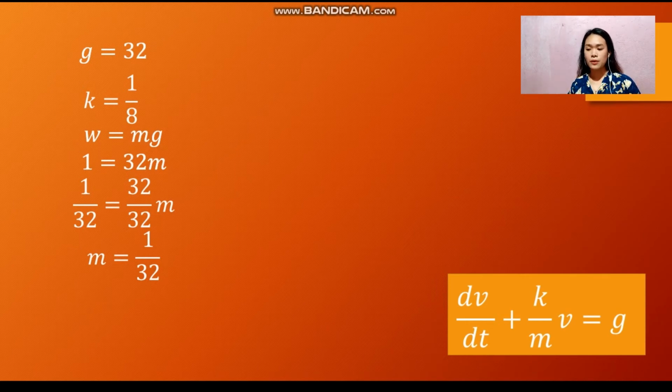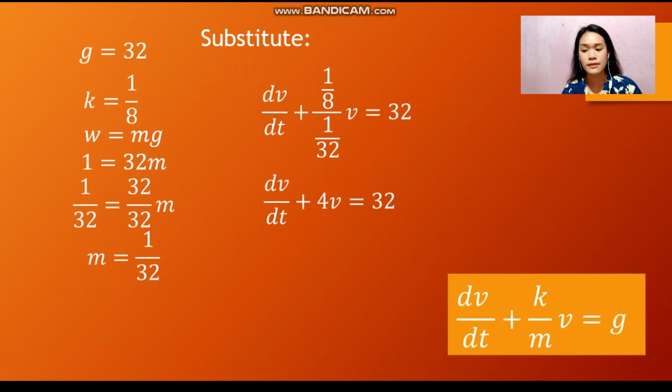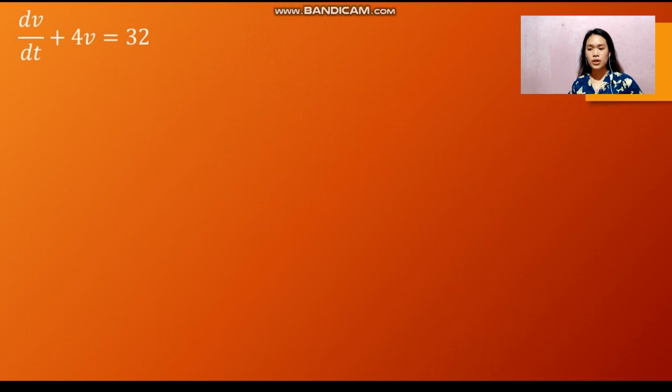So, we have now the value of g, the k, and the m. So, just substitute the value. Simplify, and we will get the answer dV over dt plus 4V is equals to 32. Since this is a linear first order differential equation, we are going to solve this using integrating factor.